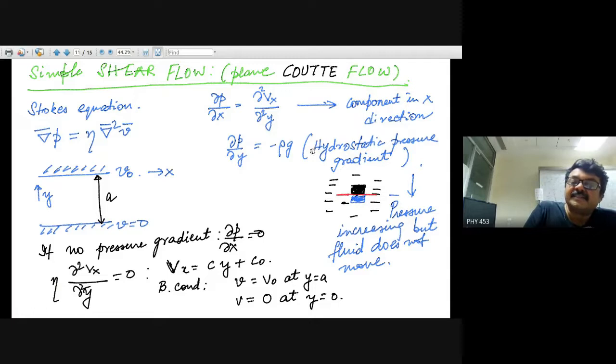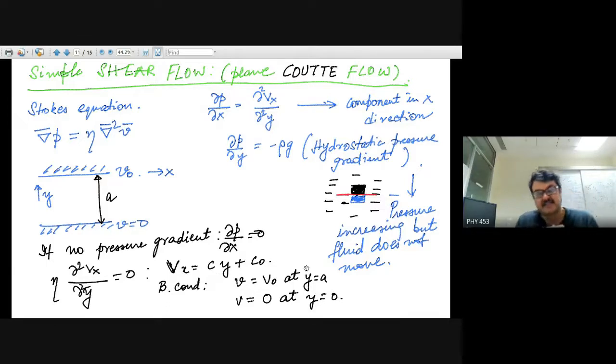Now, if that is ignored, if you assume there's no pressure gradient here due to gravity, then as you're moving the wall, you're not creating a pressure gradient, you are just changing the boundary condition, right? Hence, if you ignore del p del x equal to minus rho g, all that you have is eta del 2 vx del 2 y equal to 0. And when you solve for it, vx equal to cy plus c0.